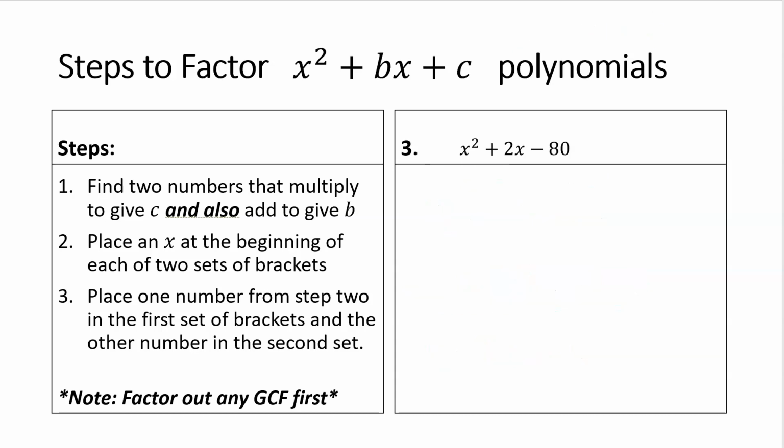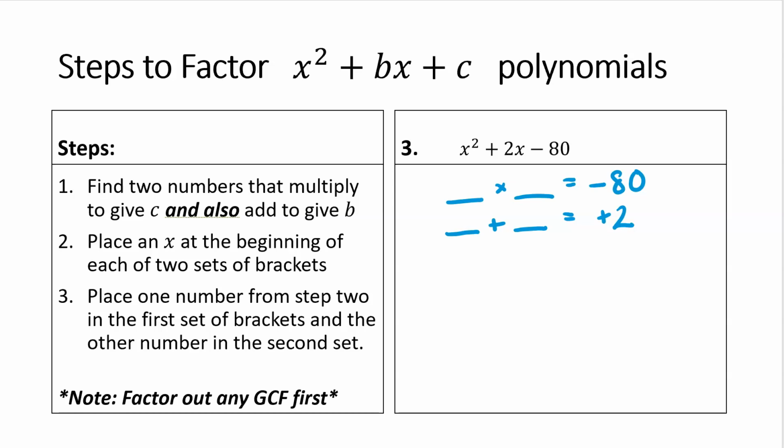At any time, if you feel comfortable with this process, you can just pause the video, do the problems yourself, and check in to see if we have the same answer. Okay, so x squared plus 2x minus 80. We're looking for two numbers that when you multiply them give you negative 80, and those same two numbers, if you add them, will add up to a positive 2. Don't worry if it takes you a long time to find these numbers. With practice, it becomes a lot quicker.